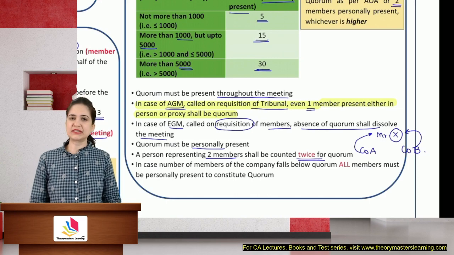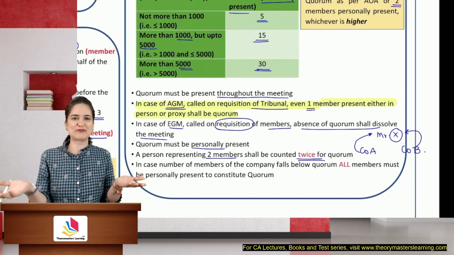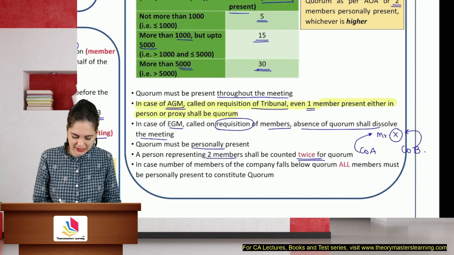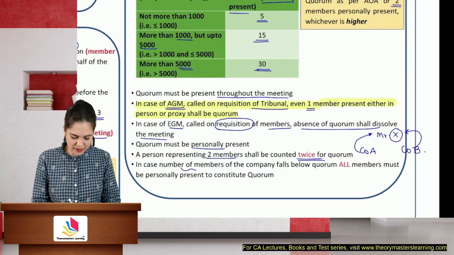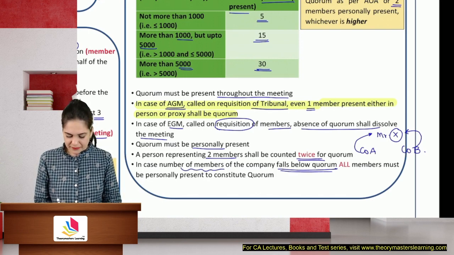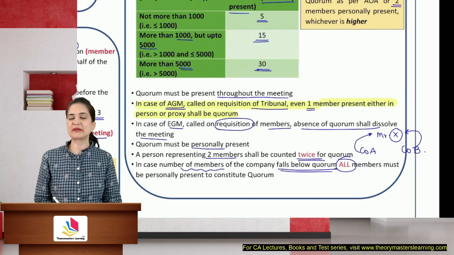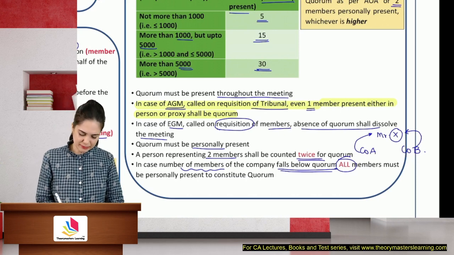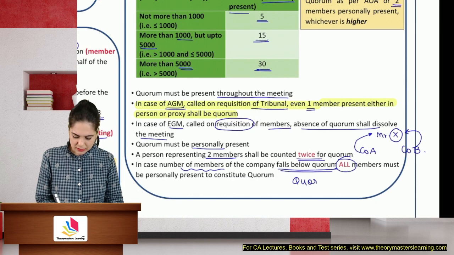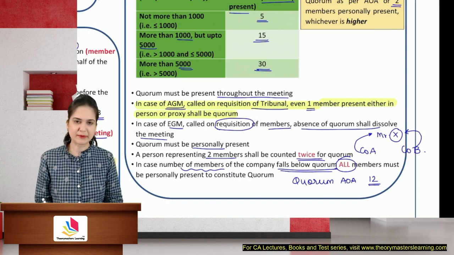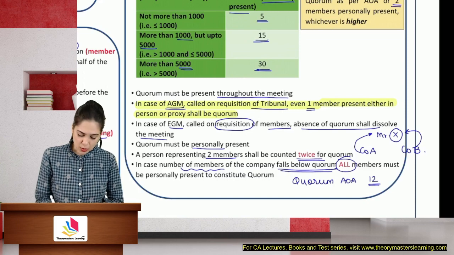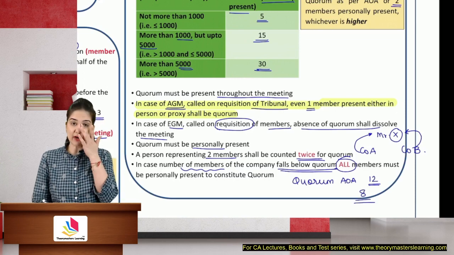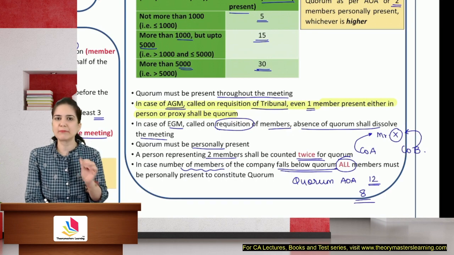Now, X is attending the meeting once on behalf of A, and another on behalf of company B. He shall be counted twice in quorum, once for company A and once for company B. In case the number of members falls below quorum, then all the members must be personally present to constitute quorum. Let's say, for example, that the quorum of my company, as per the articles, was 12 members personally present. Now, members left, and I have only 8 members remaining in my company.